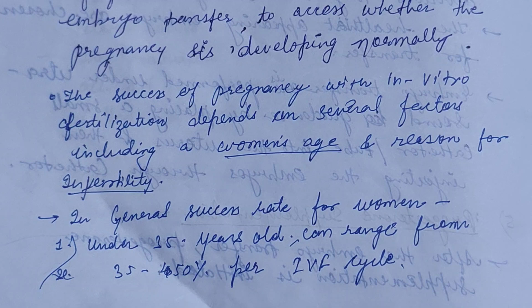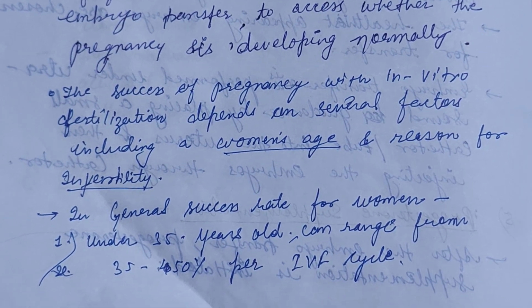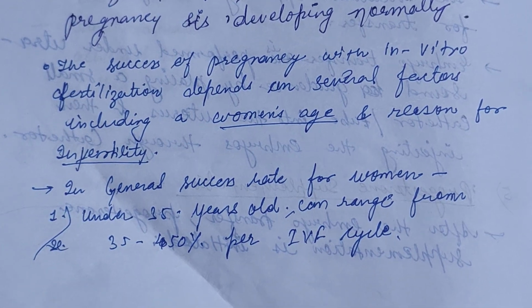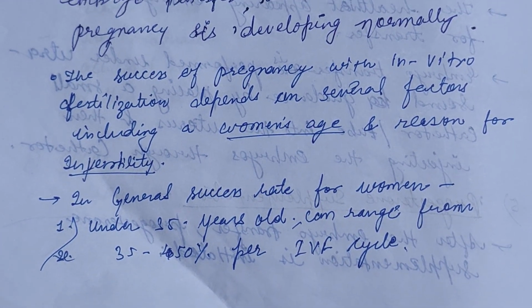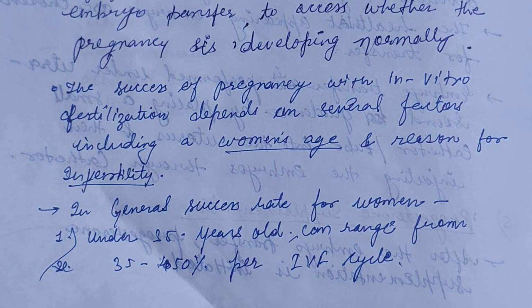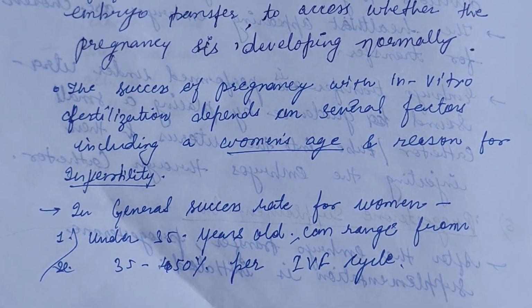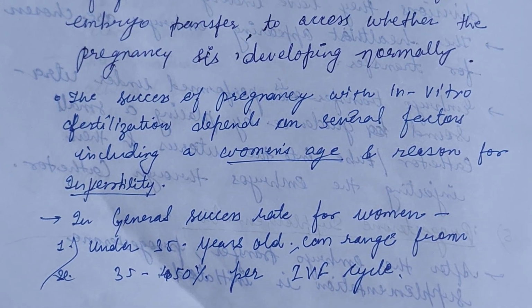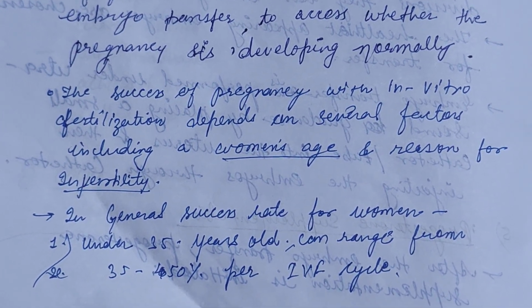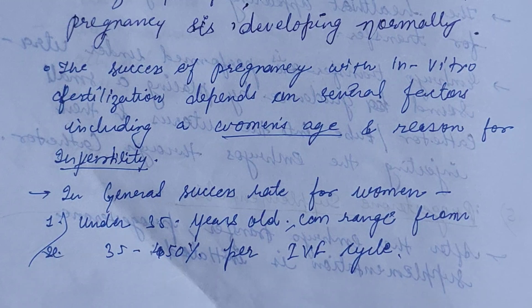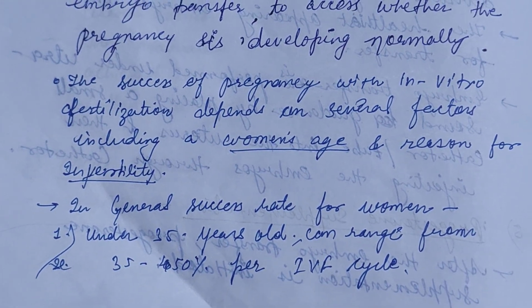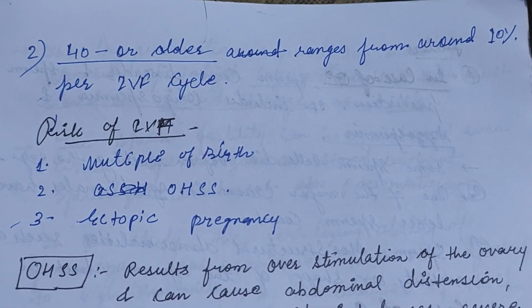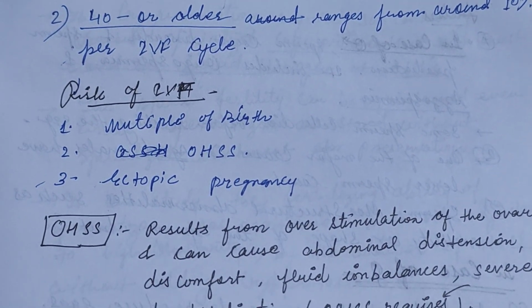The success of in vitro fertilization depends on several factors, including the woman's eggs and the reason for the infertility. The factors which affect the woman's pregnancy may be age or other reasons. Under 35 years old, the success rate can range from 35 to 50% per IVF cycle. At 40 or older, it is around 10% per IVF cycle.